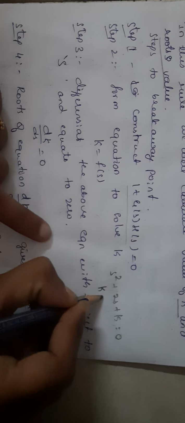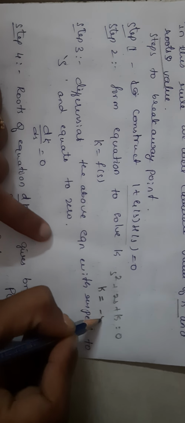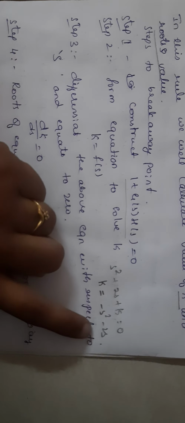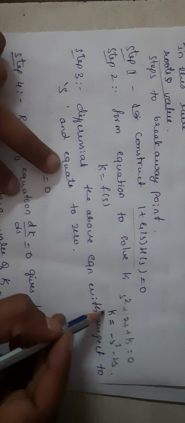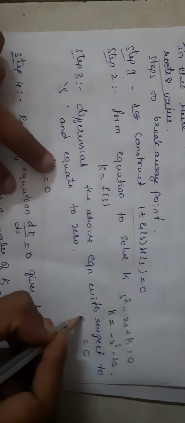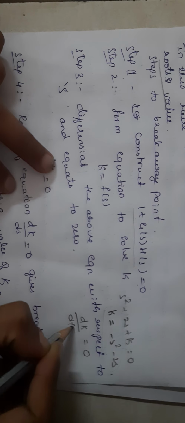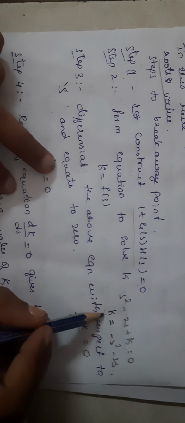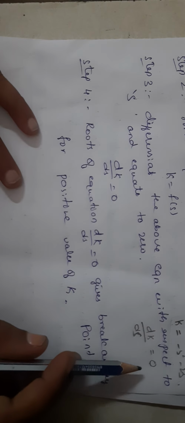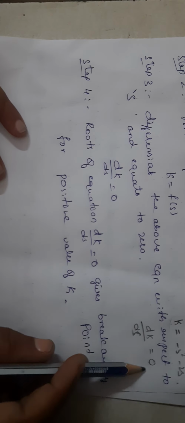From that characteristic equation we get the k equation, that is k is equal to minus s square minus 2s, so k is a function f of s. Next, having got the k equation, we differentiate this equation with respect to s, and we equate that to 0.